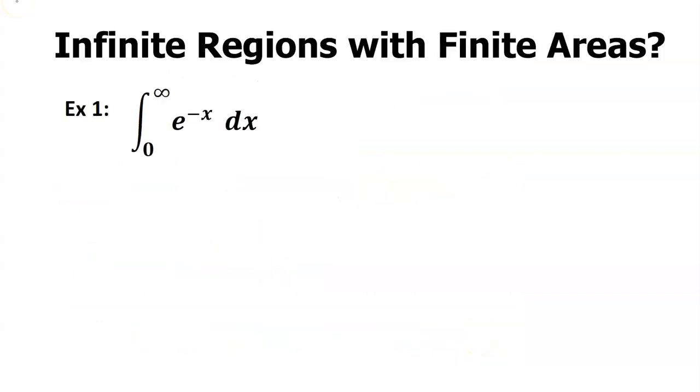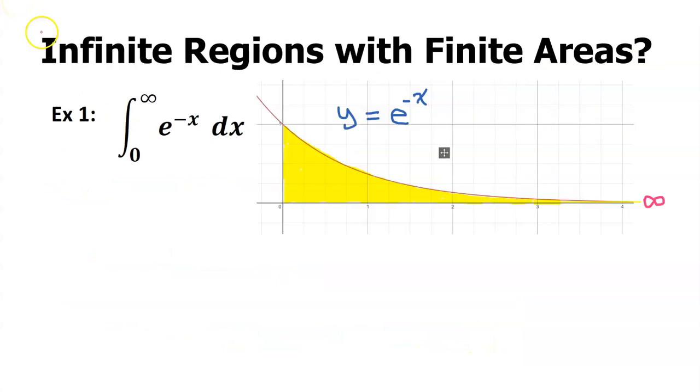Let's take a look at this same problem graphically. As x approaches infinity, e to the negative x gets closer and closer to the x-axis, but never touches. So this yellow area gets thinner and thinner, but never becomes 0. This can be kind of hard to wrap your head around. Even though the region is infinite, the area is not infinite. On the previous example, we found that the area is exactly 1.